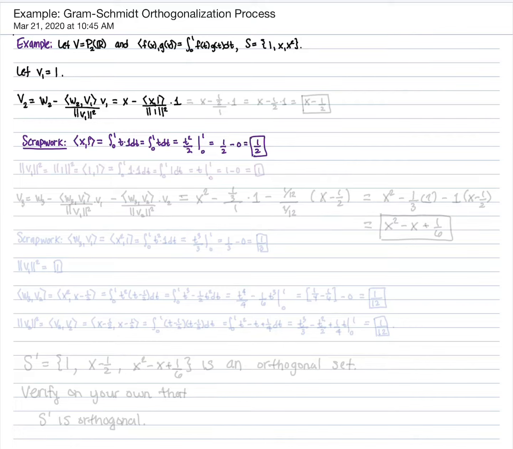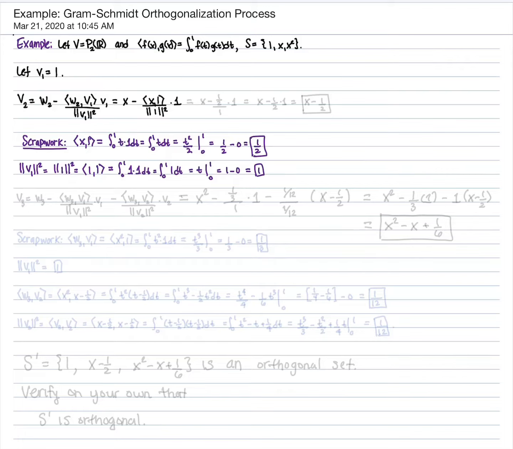Next thing is we need to find the length of V1 squared, which is the length of 1 squared, which should be the inner product of 1 with itself. So based on how our inner product is defined, that's the integral from 0 to 1 of 1 times 1 dt. So that's simply the integral from 0 to 1 of 1 dt, which is t, going from 0 to 1, which gives us 1 minus 0, which is 1.